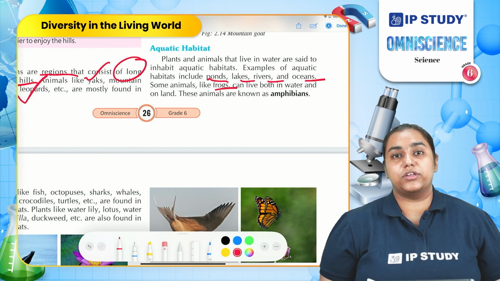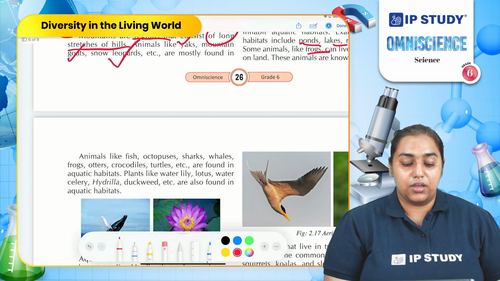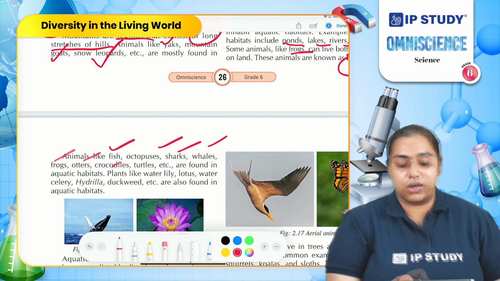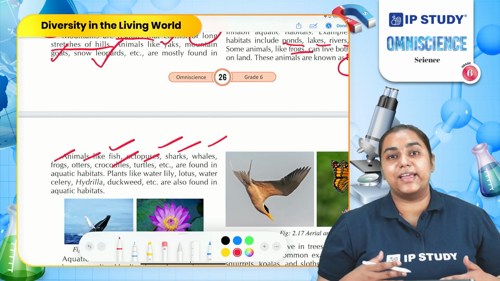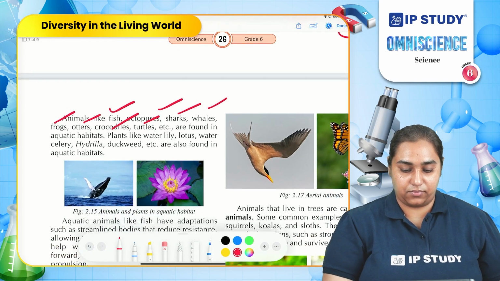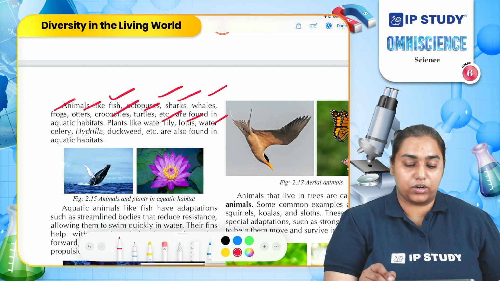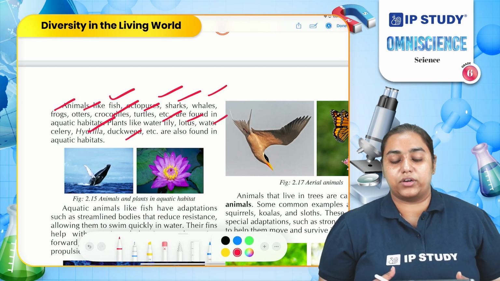Frogs can live both in water and on land, so they are also known as amphibians. While other animals like fish, octopus, shark, whales, crocodiles and turtles all live solely in the water, so they are aquatic animals. Certain plants like water lily, lotus, water celery, hydrilla and duckweed are all water plants.